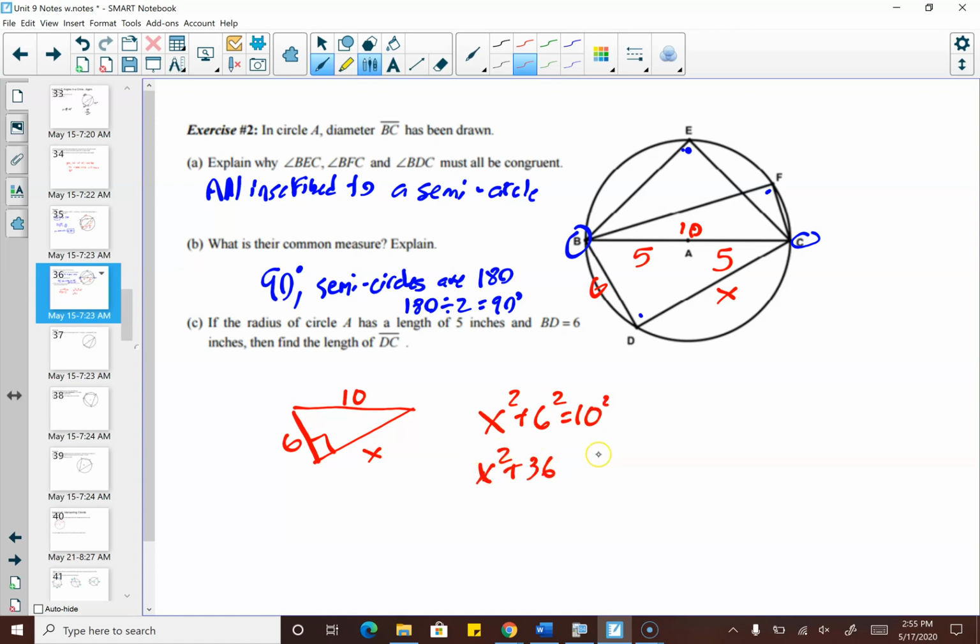6 squared is 36, 10 squared is 100. We'll subtract the 36 on both sides. X squared equals 64, square root, and you get that x is 8. All right, so that's a way you can take Pythagorean theorem and apply it to some of these right triangle problems.